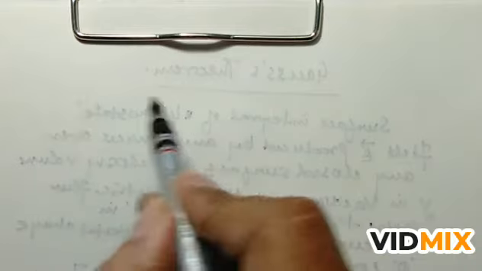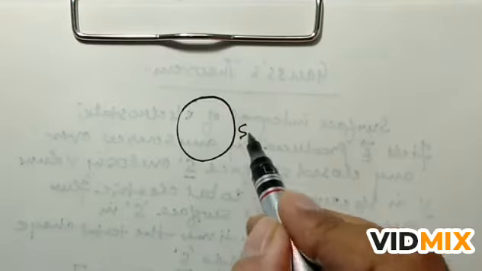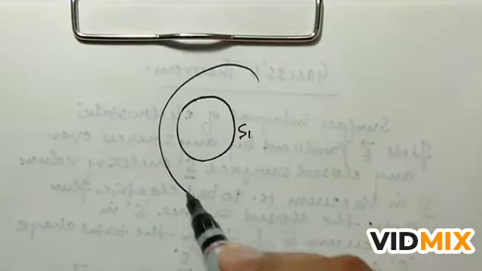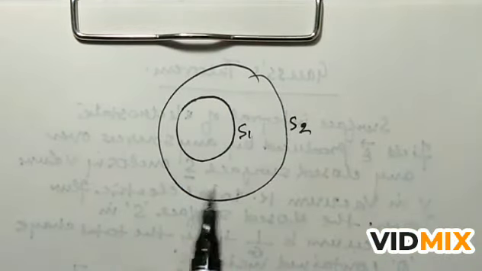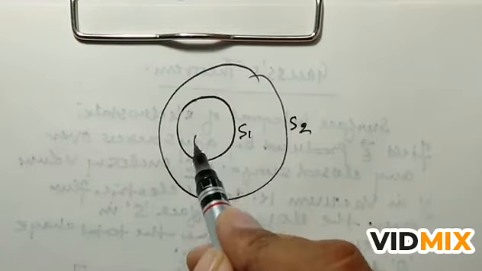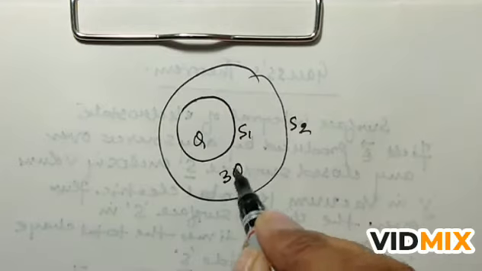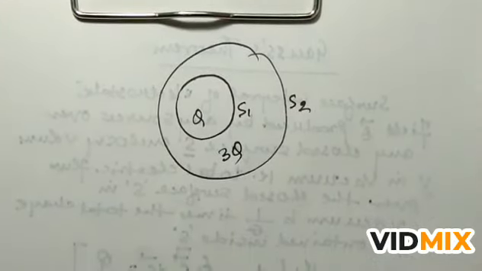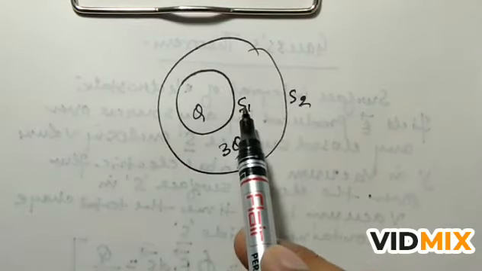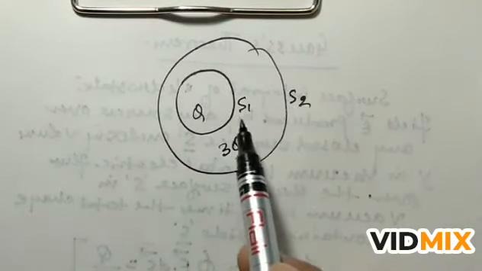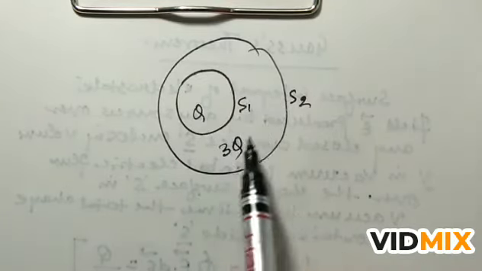Now suppose there is a surface S1 and another surface S2. There are two surfaces S1 and S2, and inside the surface S1 there is a charge Q, and inside the surface S2 the charge is 3Q. There are two surfaces, a hollow concentric sphere, and they enclose the charge Q and 3Q as in the figure.